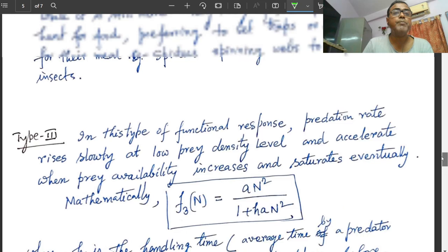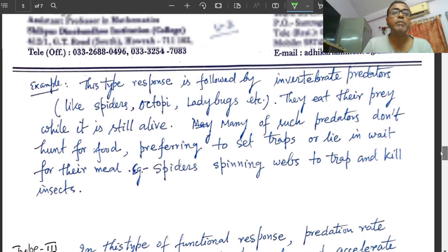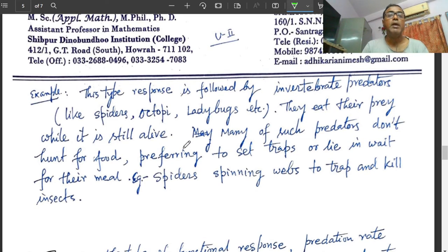So type 3, example of type 2: this type of response is followed by invertebrate predators like spiders, octopi, ladybugs, etc. They eat their prey while it is still alive. Many of such predators don't hunt for food, preferring to set traps or lie in wait for their meal. Example, spiders spinning webs to trap and kill insects.